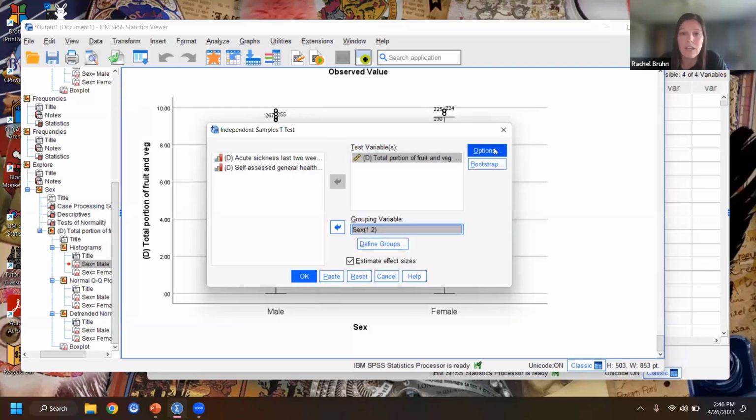All right. We don't really do anything with these. Bootstrapping is an option for dealing with violations of assumptions. So if that was an option, then you would definitely need to go in and set your bootstrap parameters, but we are not doing that. I am going to leave the estimate effect sizes box checked here. Depending on what version of SPSS you're using, you might not have that box, and that's okay.